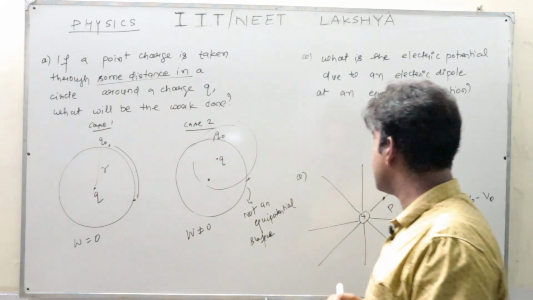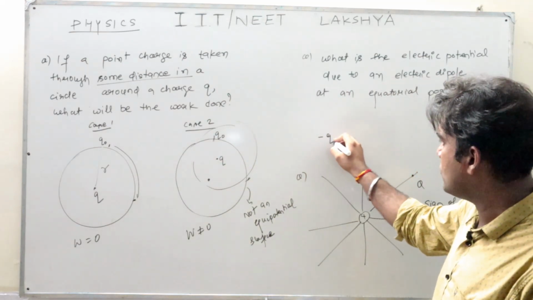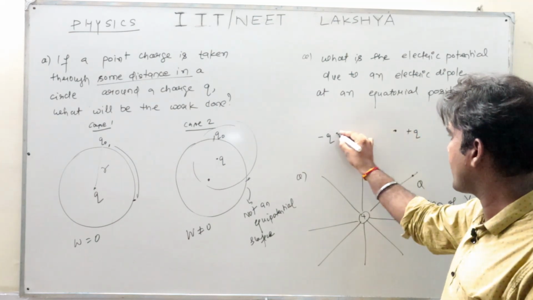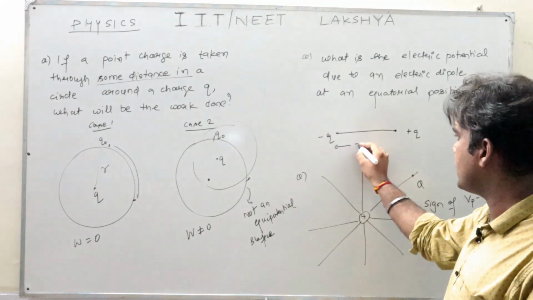So two charges are there. Let us say here is minus q and here is plus q. That is your electric dipole. Let us say the distance between the charges of the electric dipole is 2l.